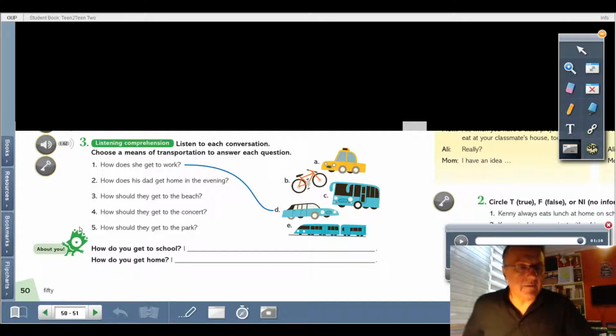Okay, now there's the About You section here. If you have finished this, how does she get to work? She goes to work driving a car, or she drives to work, you can say. How does his dad get home in the evening? Think about that. How should they get to the beach? Do you remember? And how should they get to the concert? How should they get to the park?